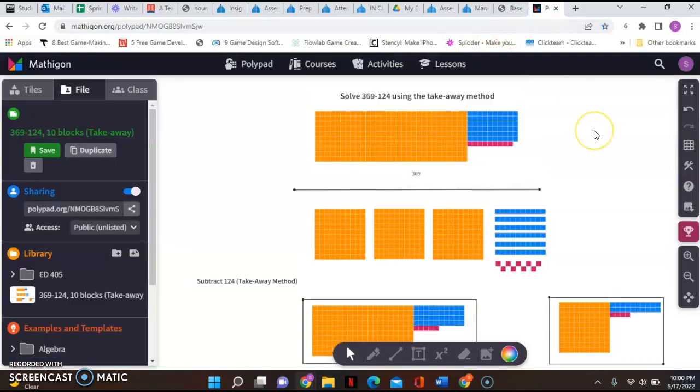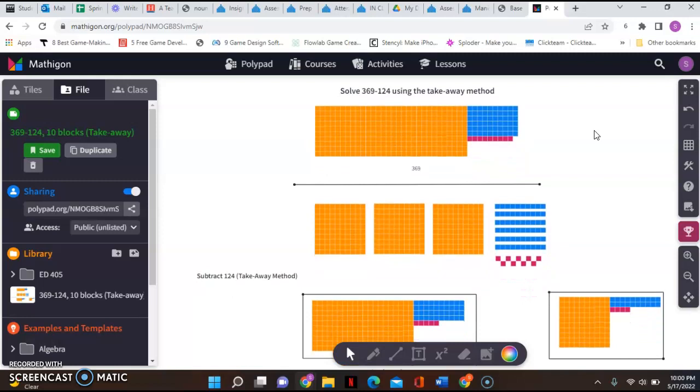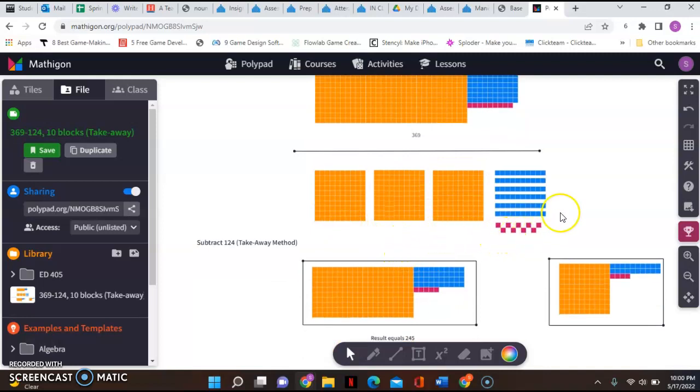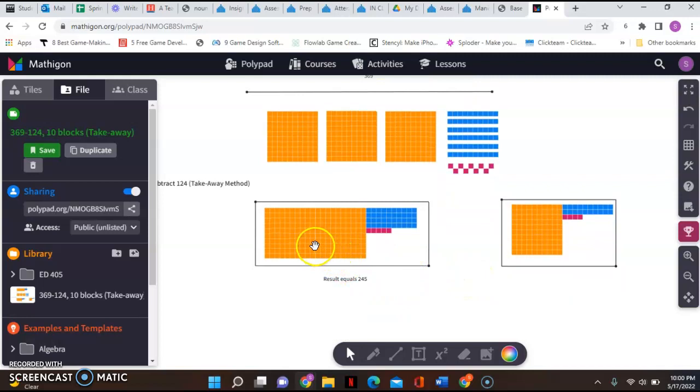But I also used this website because it's a lot easier to organize and make a visual of the takeaway method. Basically the same here, the full value of 369. I broke up each individual value into its different place value, hundreds, tens, ones. And so I separated both values into the portions that I would take away and that I would keep from the original value amount. And so this results in 124, and this is 245.